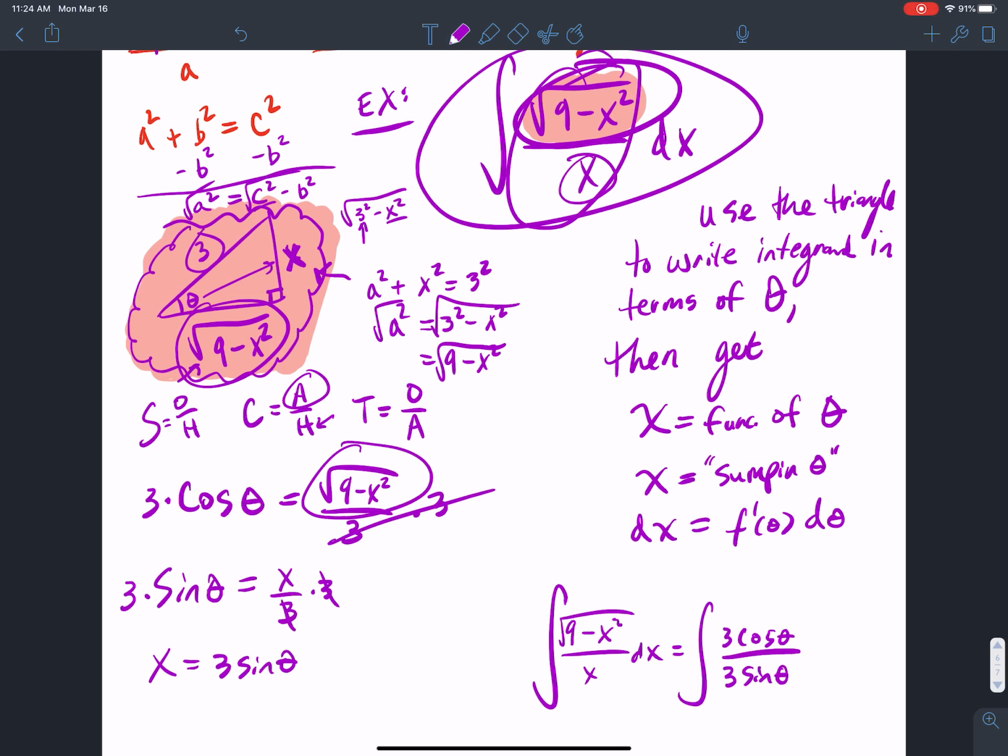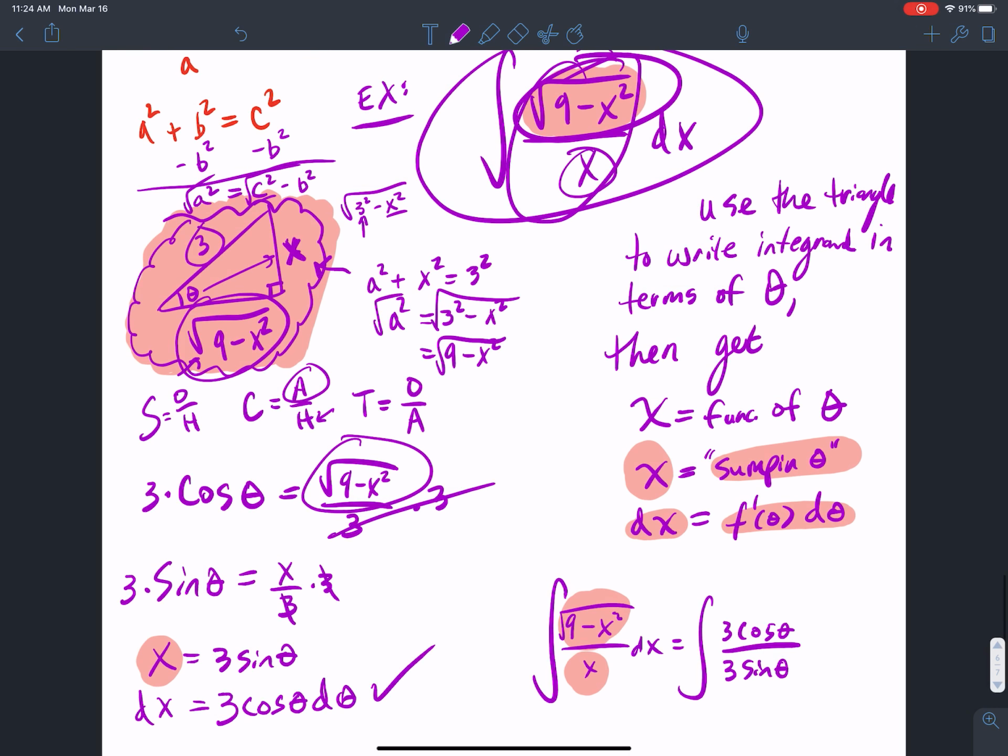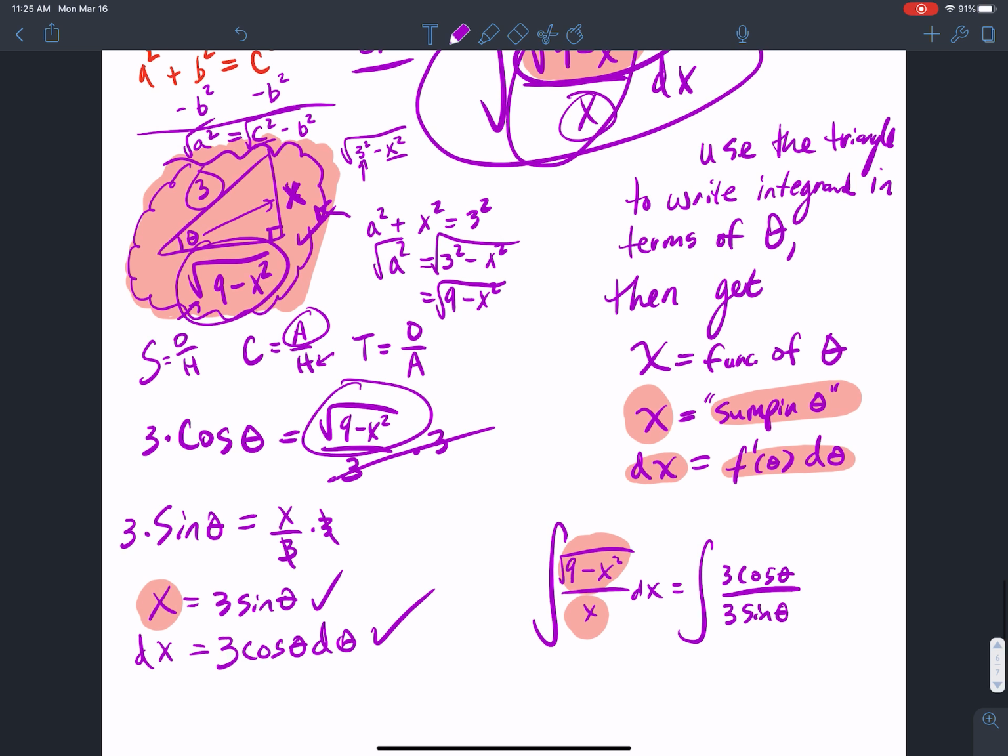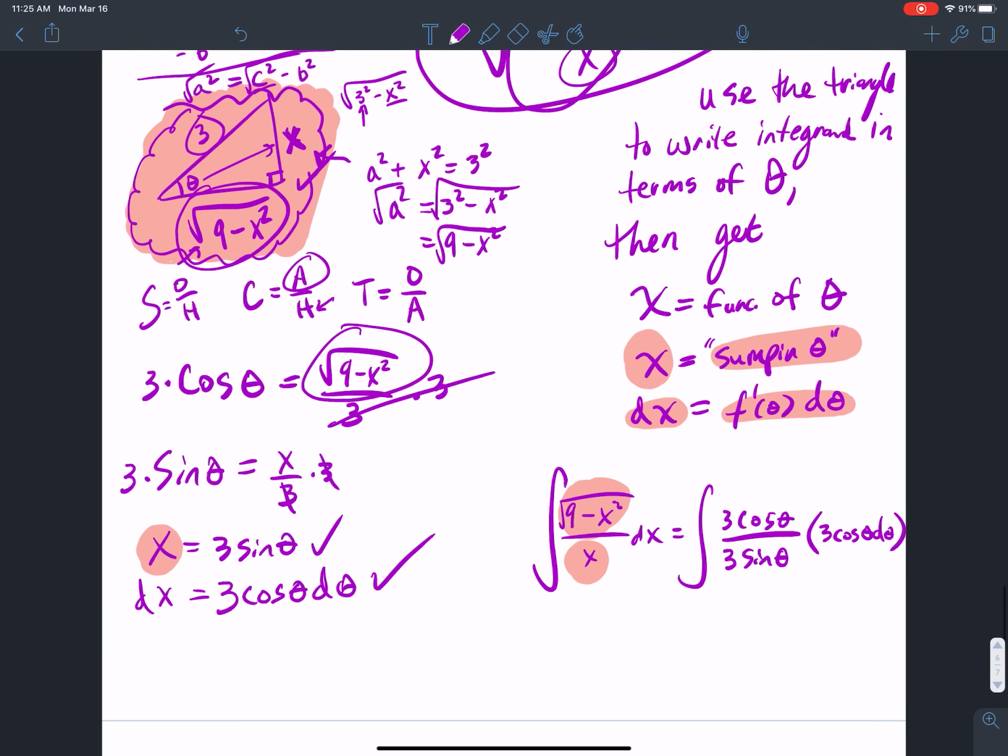Now there's one thing left that we've got to take care of, and that's my differential. I want x equals something in terms of theta to get my differential dx. So dx is equal to the derivative of this. That's 3 cosine theta d theta. Boom. You're going to be asked to find this and draw your picture in a problem. You're going to need to do that for the exam. So replace dx with 3 cosine theta d theta.